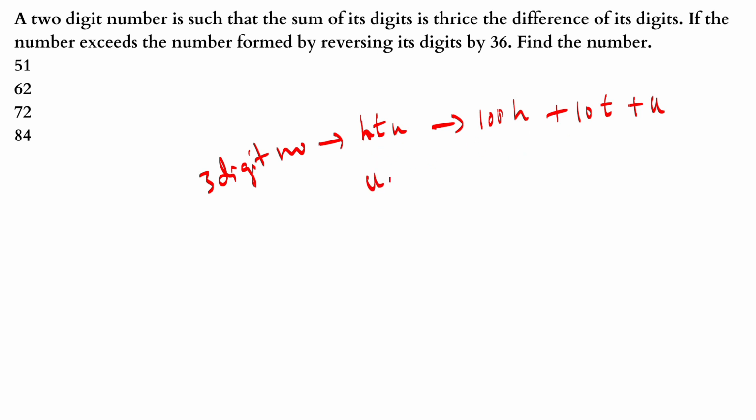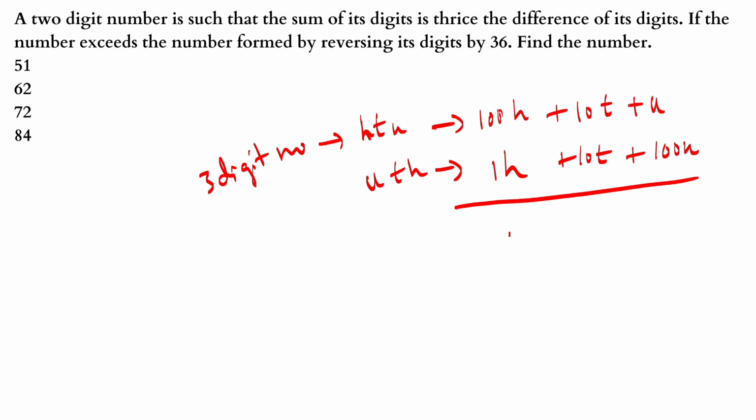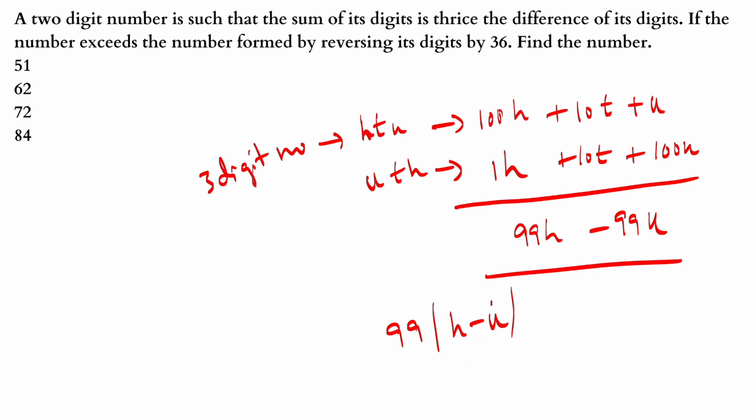What is the reverse of this number? It is UTH. Now U can be written as 100U plus T is 10T and H is 1H. If we take the difference, it will be 99H minus 99U. Take 99 as common and it is 99 into H minus U. See, H minus U or U minus H depends on which number is greater. If H is greater, then it will be H minus U. If U is greater, then it will be U minus H. That's why we are putting modulus. So this is the difference.